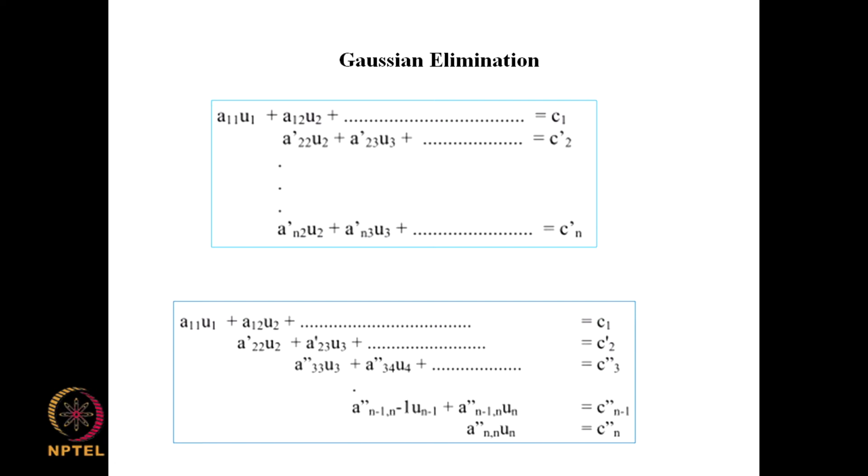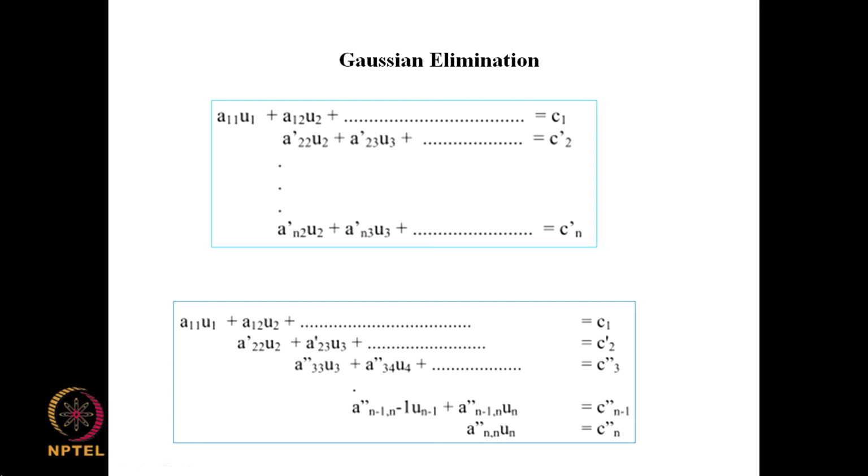And this is considered a very efficient method, which will involve n cube by 3 arithmetic operations for large values of n. When n is large, that is when the number of unknowns is large, the number of multiplications and divisions required to do this whole process is about n cube by 3, and n cube by 3 is the number of arithmetic operations required to do the forward elimination process. The backward substitution process requires something like n square arithmetic operations.